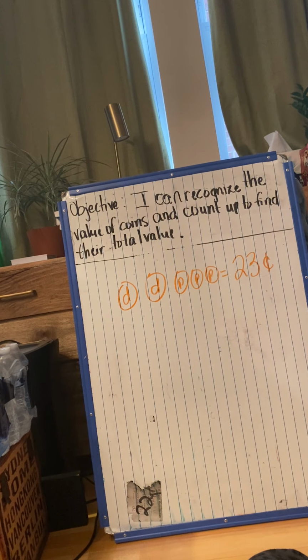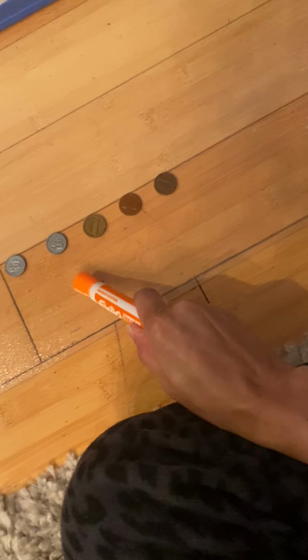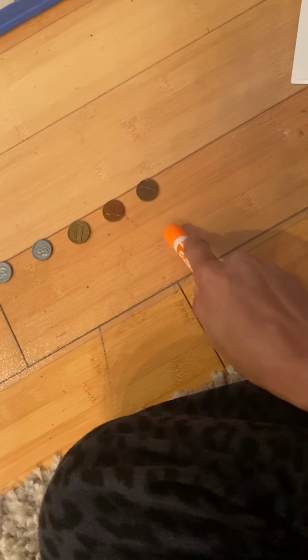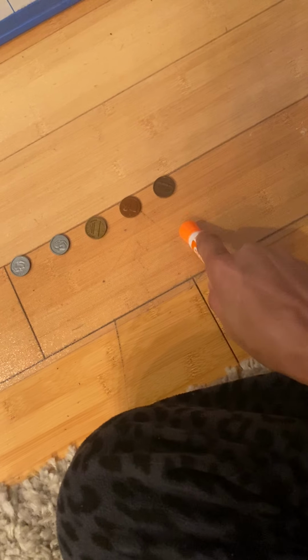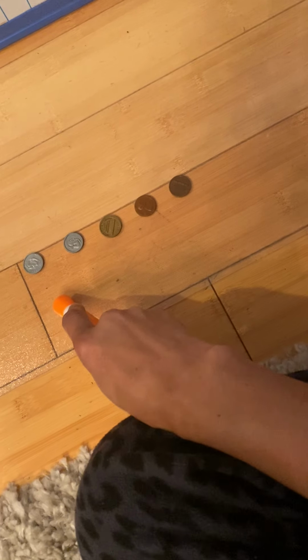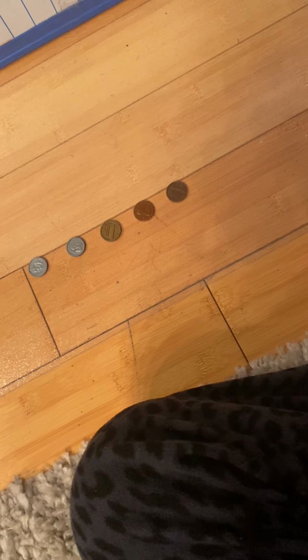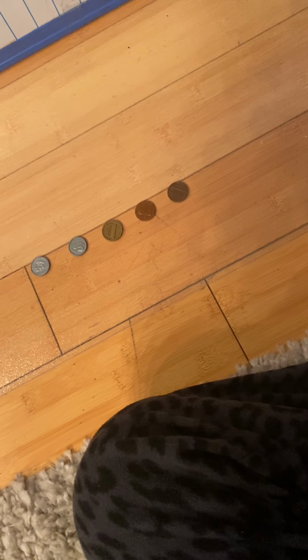Well, actually, we're going to count the same amount of coins we had. 10, 20, 21, 22, 23. This time we're going to count again, starting with the pennies. 1, 2, 3, 13, 23 cents. Which way was easier? Counting the dimes first. Good.